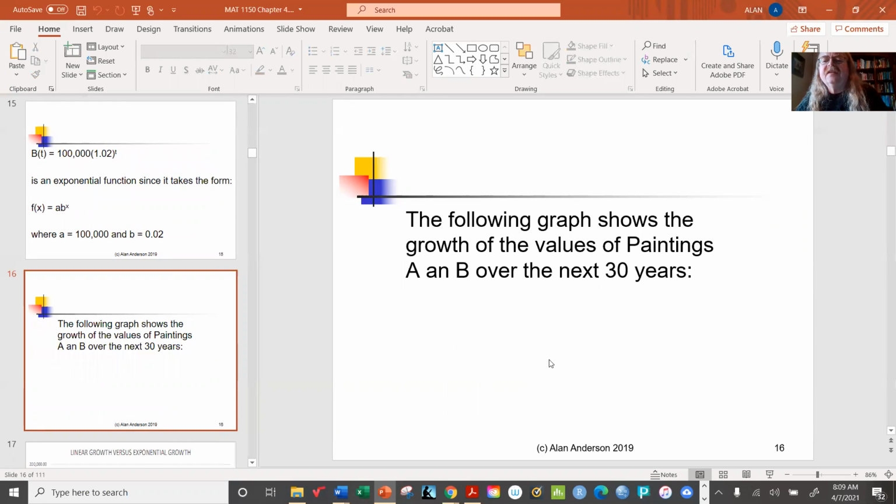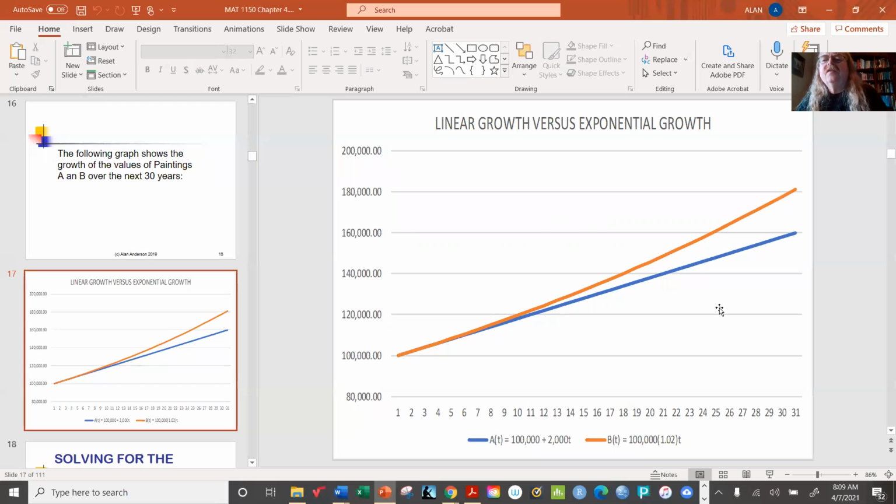And if you plot them together, you'll see that initially they're very similar. But after a while, you'll begin to see that the orange one, which is our exponential growth function, is growing faster than our linear growth function. And after a while, the spread between them is actually quite considerable. In fact, when you get into year 30, the difference between the two is about $20,000.